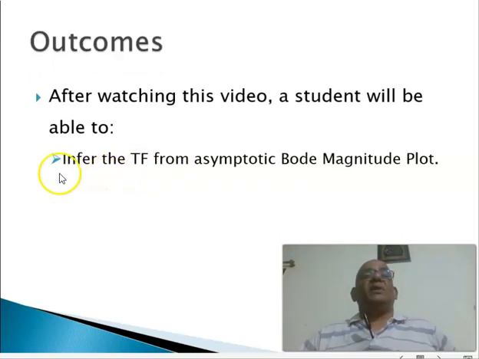After watching this video, perhaps you will be able to infer the transfer function from the asymptotic Bode magnitude plot. This is a beautiful feature essentially because you can take experimental data from which you can generate an asymptotic Bode magnitude plot by approximate fit and fiddling with the data. From this Bode magnitude plot obtained from experiments, you can back compute what is the transfer function of the system, which may be used in further design process. So it's an important topic both from the practical utility as well as your examination.